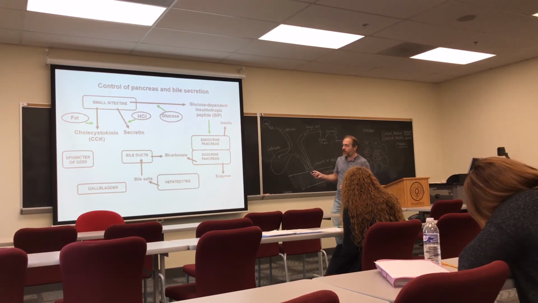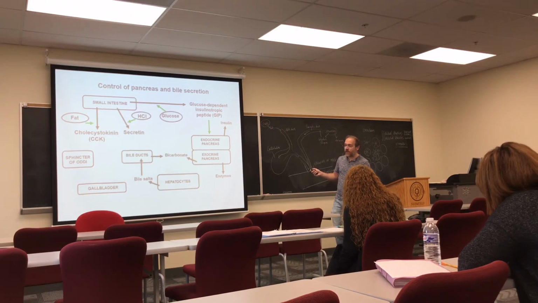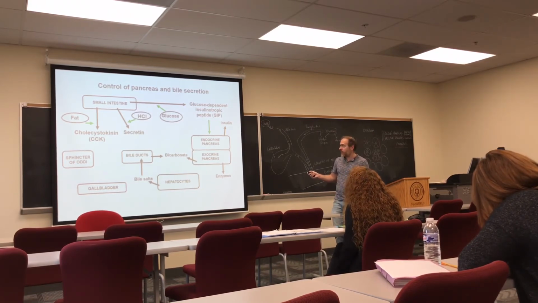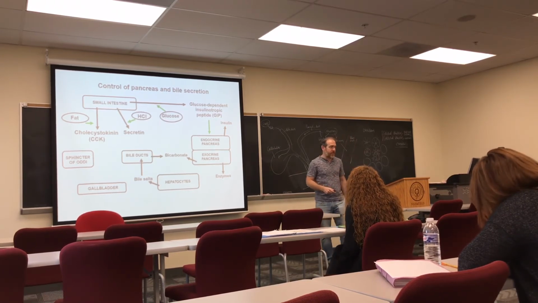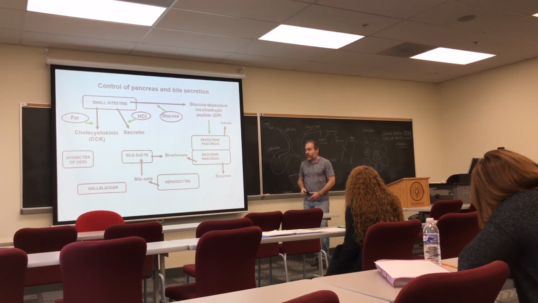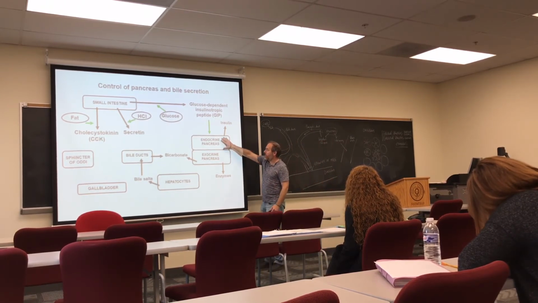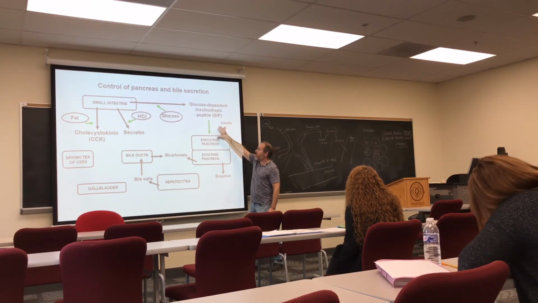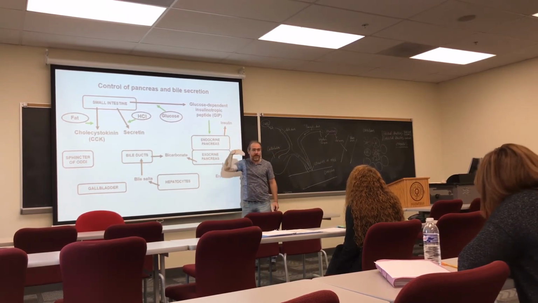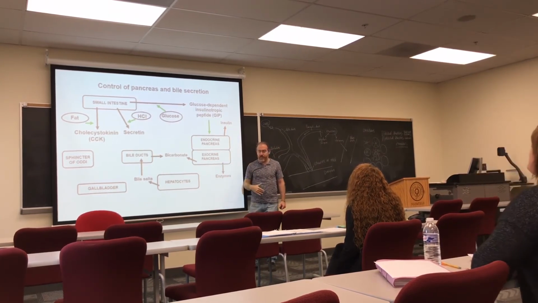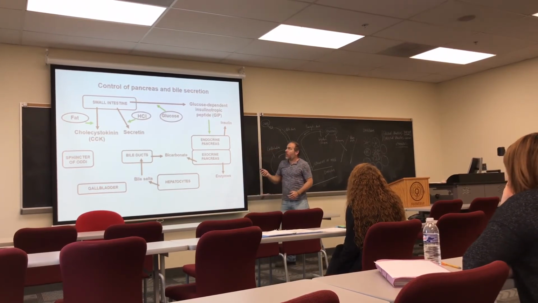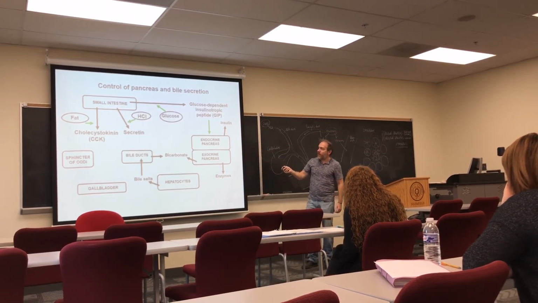Glucose-dependent insulinotropic peptide. Well, this thing is going to stimulate the endocrine pancreas, this is why you have a green arrow, to secrete insulin. Okay? So the endocrine pancreas is going to secrete insulin whenever this thing is in the blood. And when is this thing in the blood? Whenever there is glucose in the small intestine.